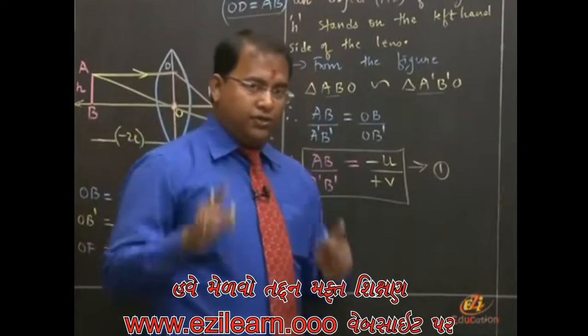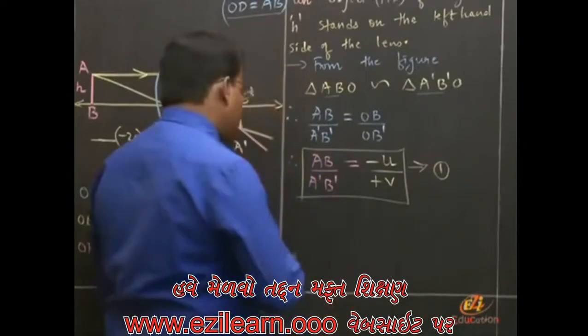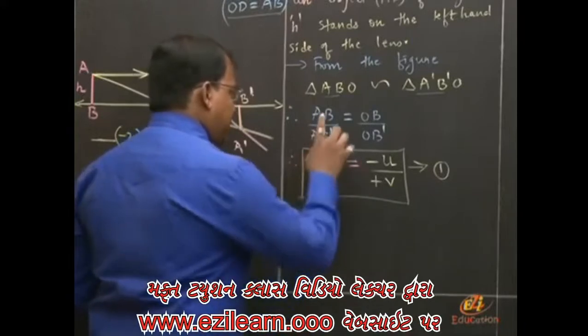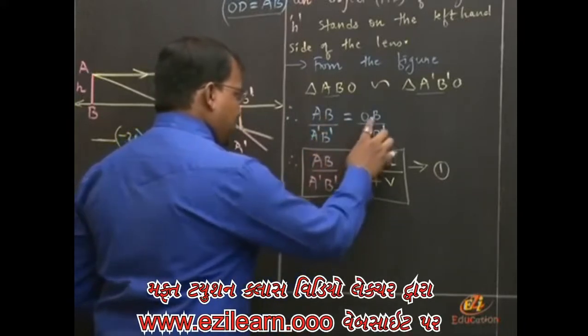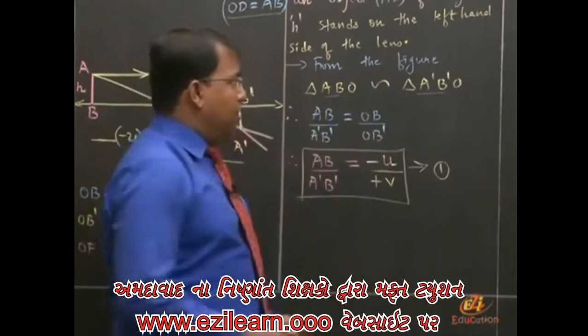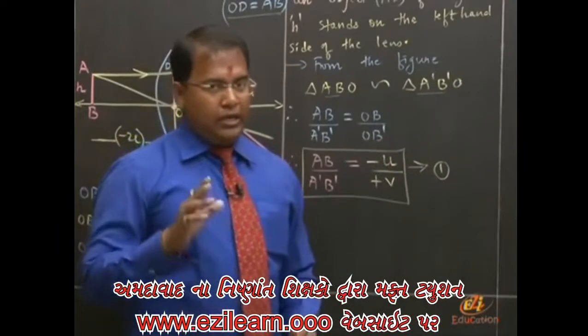This will be saved as result number 1, and later on in the coming stages we are going to utilize this result. AB upon A'B' is equal to OB upon OB', which has a value of minus U upon OB', which has a value of plus V. Now what? You say, now what?